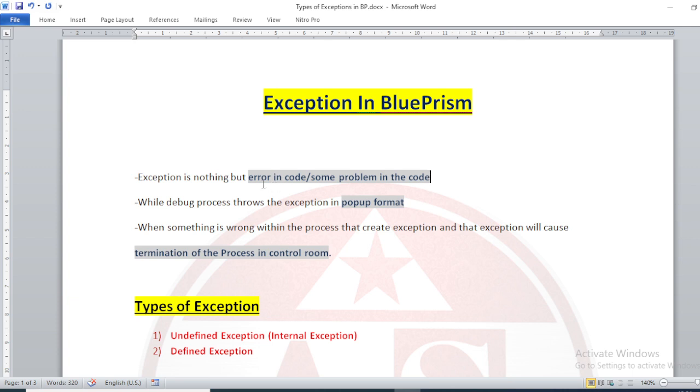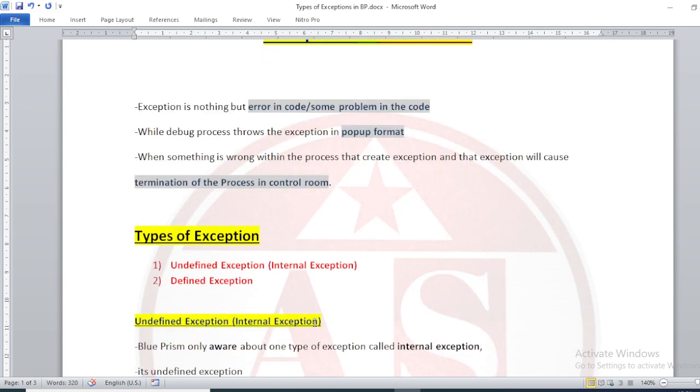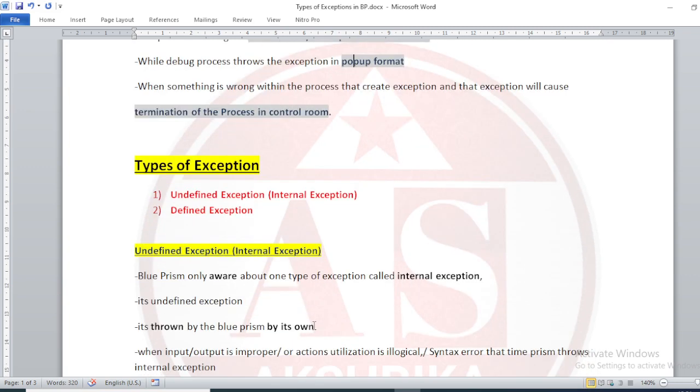Exception is nothing but an error in the code, or something wrong in the code, or some problem in the code. While debugging the process, the exception is thrown in pop-up format. When something goes wrong within the process, that creates an exception, and that exception will cause termination of our process in Control Room. Basically there are two types of exceptions in Blue Prism.